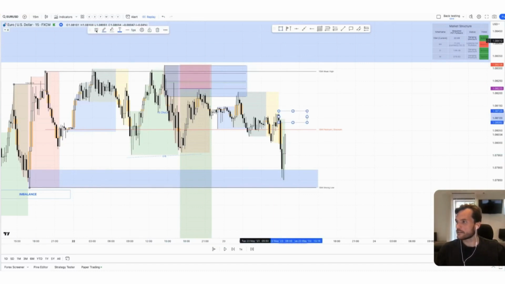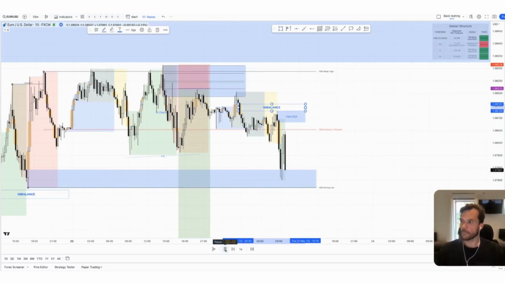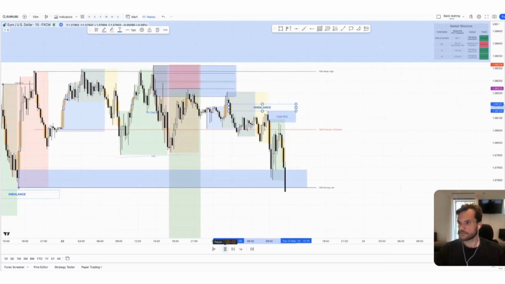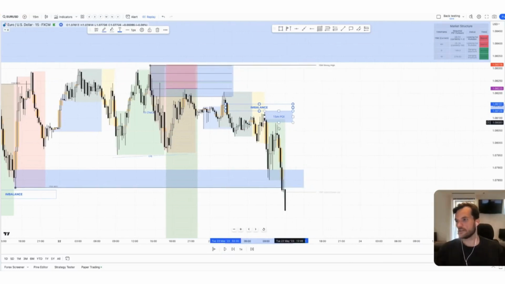Let's mark it out. The 15-minute POI. We've got imbalance directly above it. And let's see what occurs. Okay, so yeah, we had that weakness there still. We wouldn't have got tagged into it otherwise. But yeah, interesting to see. Guess the bearish momentum was just too strong there.